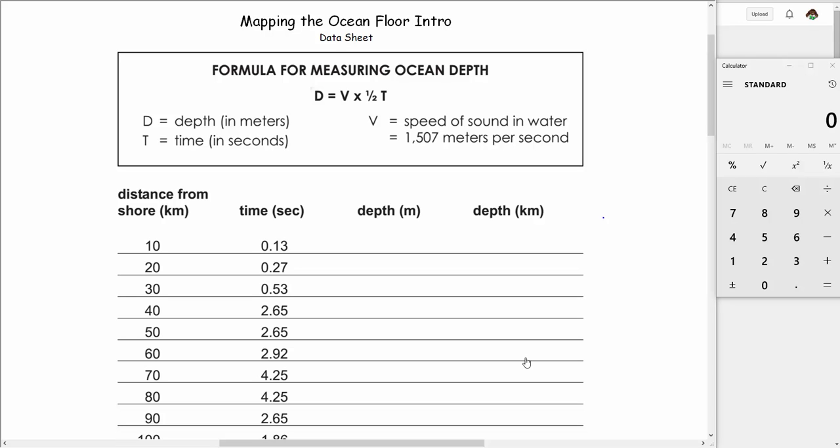Hello, and we're still in Unit 4. This is going to be mapping the ocean floor, an intro to a more extensive lab that we're going to try.